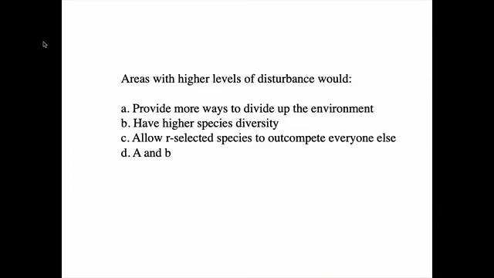So get out your clickers and tell me about this one now. If you have high levels of disturbance, what do you think? Would high levels of disturbance provide more ways to divide up the environment? Would they have higher species diversity? Would they allow our selected species to outcompete everybody? Would it be some combination of the first two?